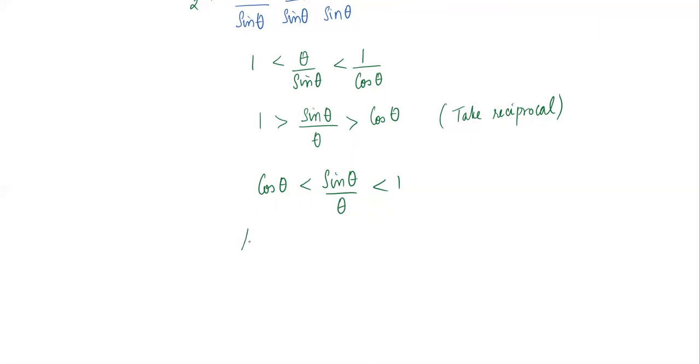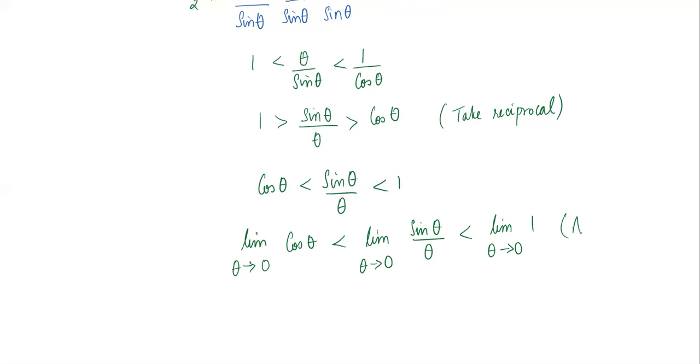So limit. In this case, we don't have an x, we have a theta. So allow theta to approach 0. So apply limit throughout. All right, so we apply limit.